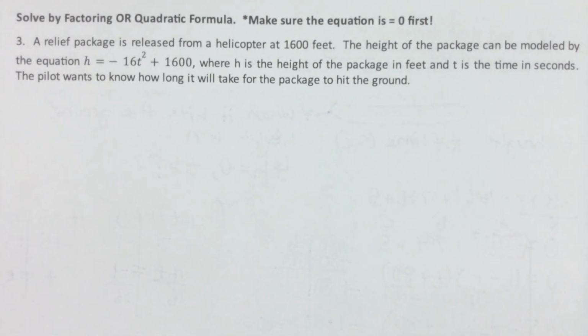Number 3. A relief package is released from a helicopter at 1,600 feet. The height of the package can be modeled by the equation h equals negative 16t squared plus 1,600, where h is the height of the package in feet and t is the time in seconds. The pilot wants to know how long it will take for the package to hit the ground.